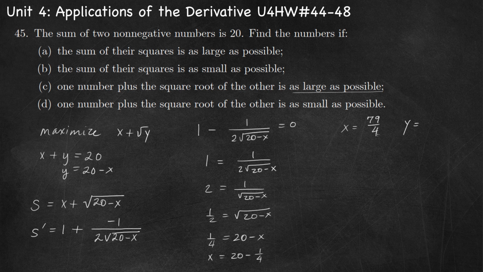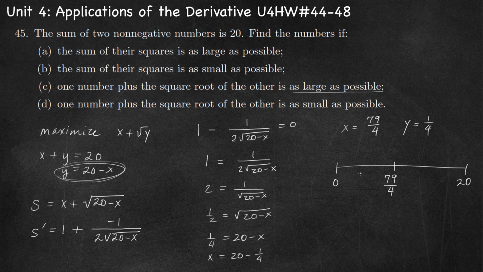And then when x is 79 over 4, y equals 20 minus that number, which would just be 1/4. So remember, these two add to 20. So we only got one critical value, at 79 over 4. And again, we have endpoints at 0 and 20. So let's try a test point.